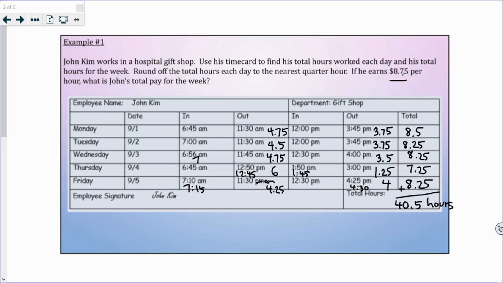Now it does say that he earns $8.75 per hour. What's his total pay? So total pay, you're going to take the number of hours and you're going to multiply it by how much he earned an hour, $8.75. If I do that, I get a grand total of $354.38.